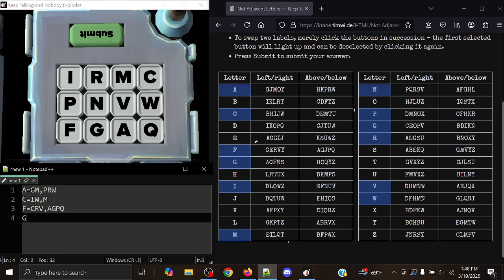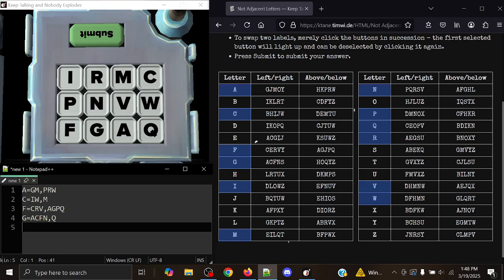So next up we've got Golf, is going to be adjacent to Alpha, Charlie, Foxtrot, November, and Sierra. Okay, a lot of options there. And for the above and below, it's going to be Hotel, Oscar, Quebec, Yankee, and Zulu. A lot of options there. We're probably going to stay away from that one too.